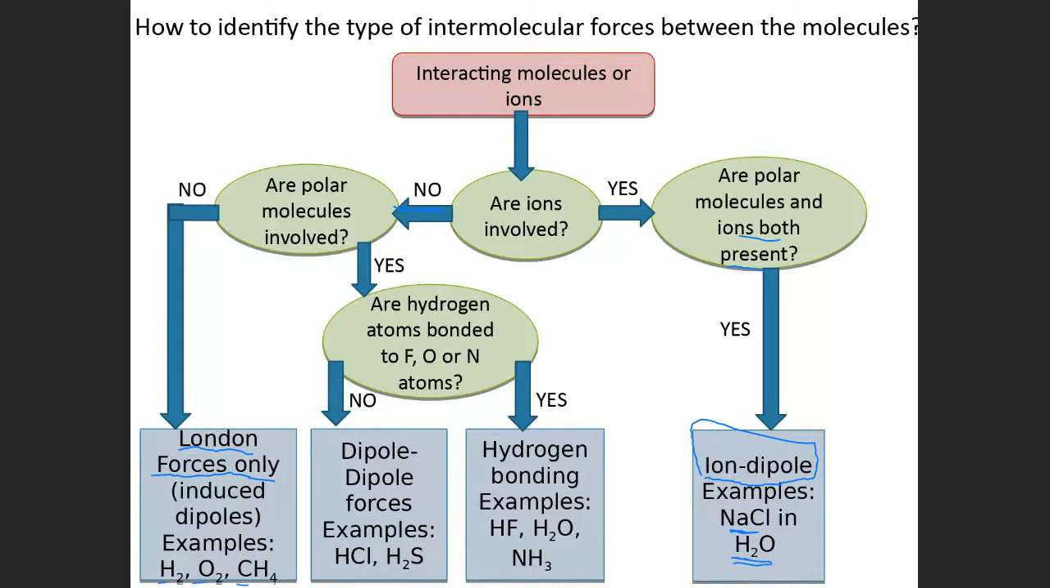But what if they are polar compounds? In this case, I will ask myself, are hydrogen atoms bonded to fluorine, oxygen, or nitrogen atoms? If yes, that will be hydrogen bonding. So in the case of hydrogen bonding, it is polar compounds, and we have hydrogen bonded to fluorine, oxygen, or nitrogen, like hydrogen fluoride, water molecules, NH3. If no, that will be dipole-dipole forces, for example HCl or H2S.